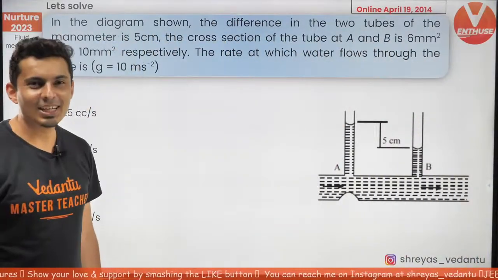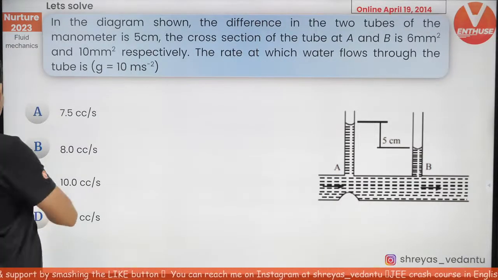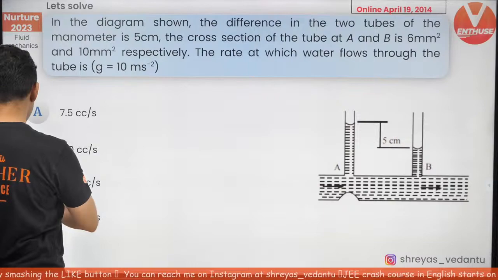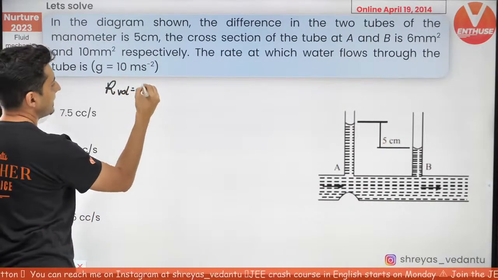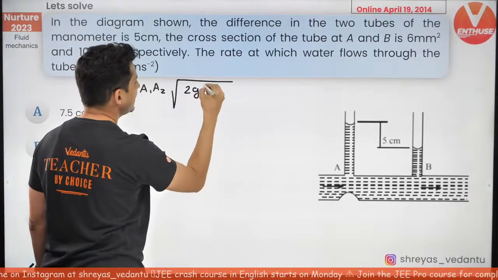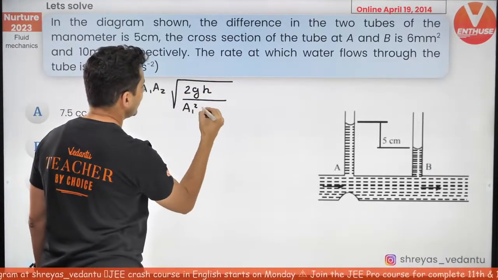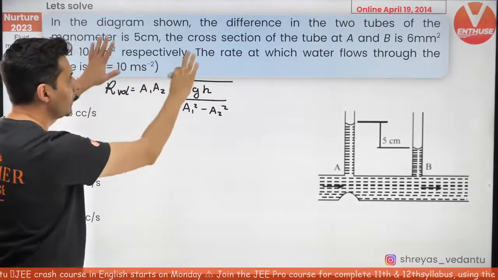Come on. I think you know which formula to use. Come on, my warriors. Which formula are you going to use? Remember the formula which I just gave you? That's it. The volume flow rate is A1 A2 root of 2gh over A1 square minus A2 square. Just substitute everything out here.